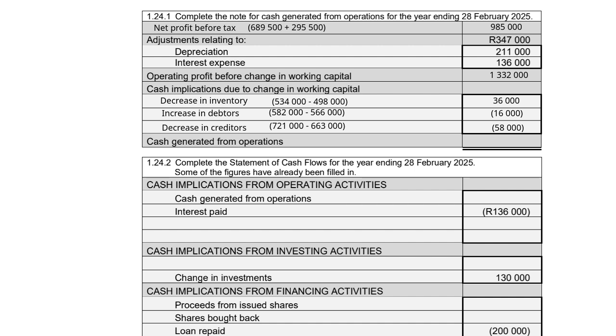So our net change in working capital will then be 38,000 in brackets. So operating profit before changes in working capital, 1,332,000 minus our changes in working capital of 38,000 gives me my cash generated from operations as 1,294,000 Rand.